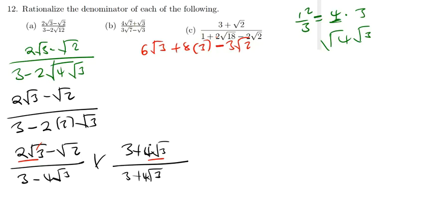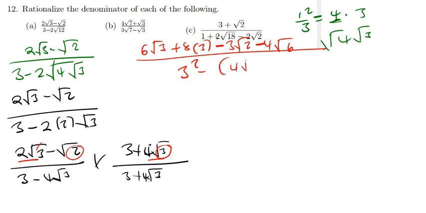What else? Negative root of 2 times 4 root 3 is negative 4 root 6. This and that is root 6. Down part, I said you can square the part having negative. That's all.